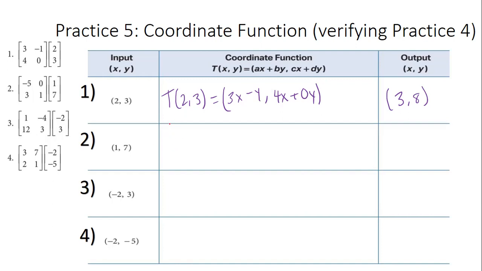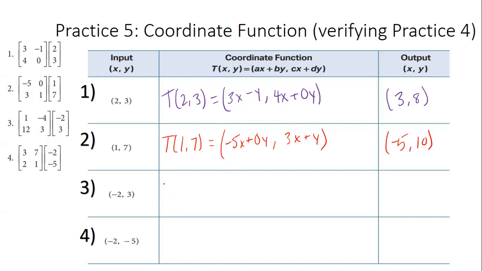So here, first one, we had transforming 1, 7, right? So we're on the second one. Your transformation coordinate function should be negative 5x plus 0y, comma, 3x plus y. And what was our output? Negative 5, 10, right? Yeah. Rewriting this into coordinate function form.